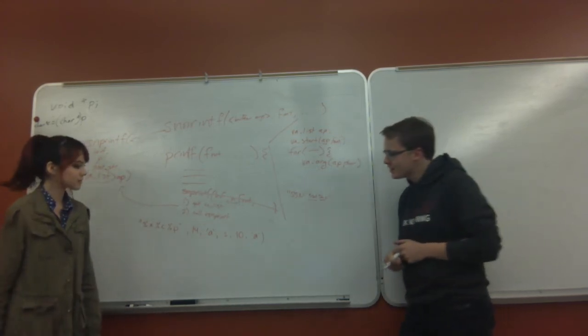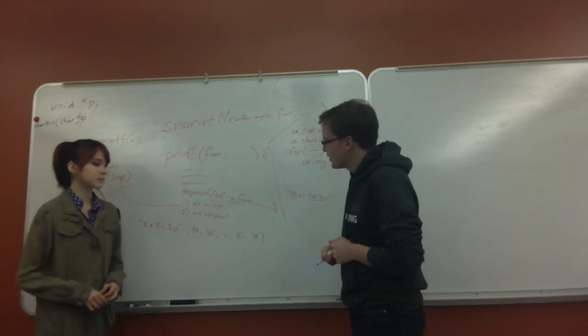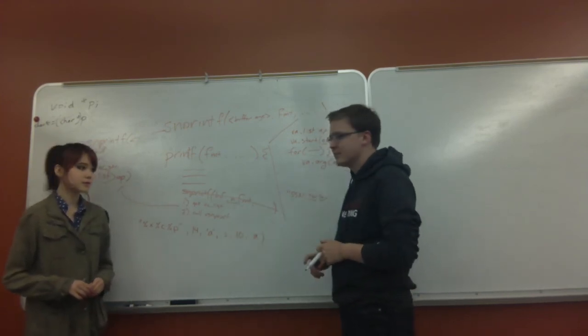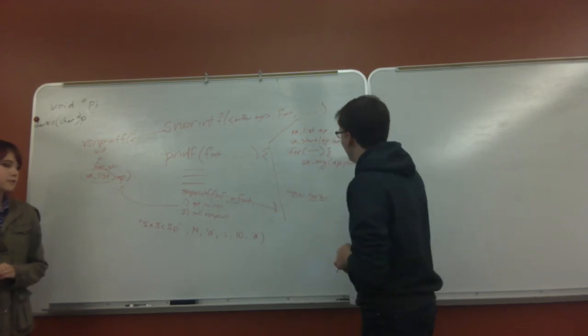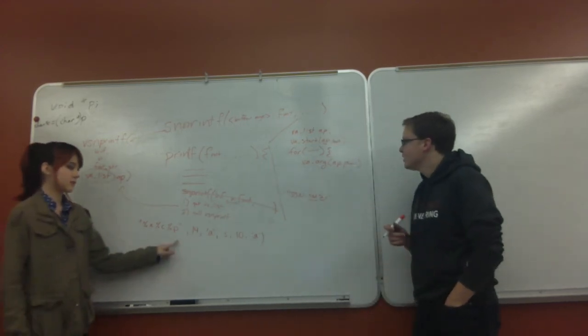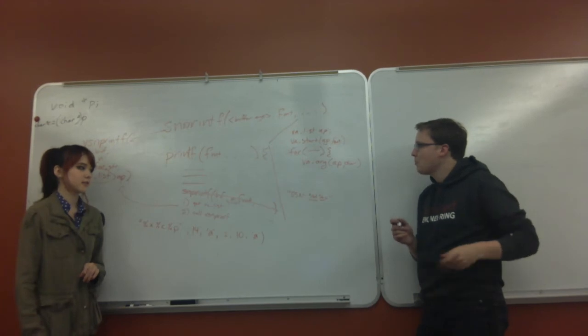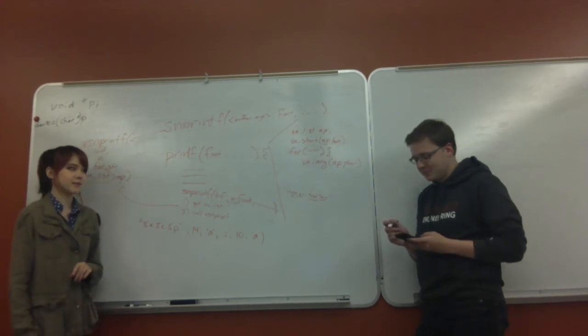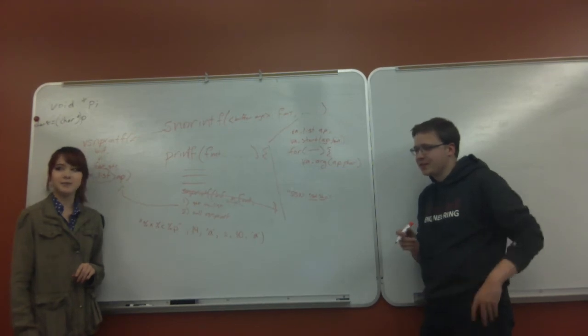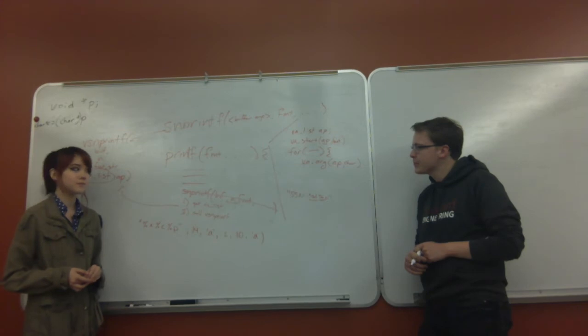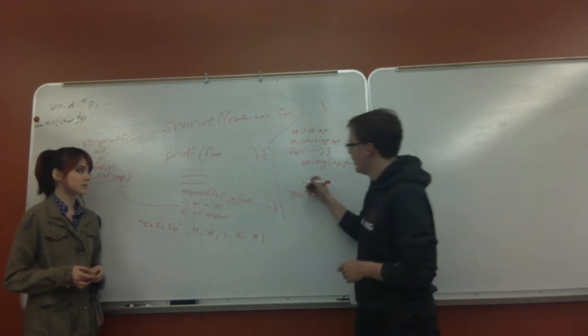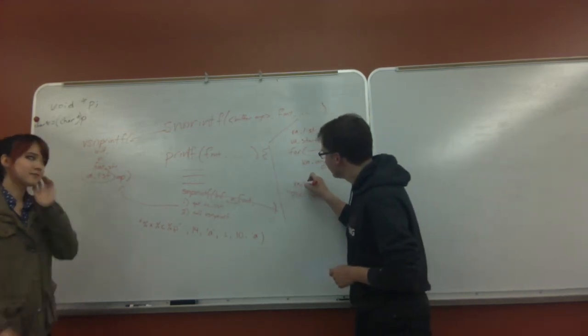What happens when there are fewer arguments than there are format characters? Are we supposed to error check that? I don't think we're expected to handle that case, or at least from our last year. I don't know if things are different this year, but I'm pretty sure you don't have to handle that case. Oh, and then you call VA end right at the end. Yeah. Because why not?